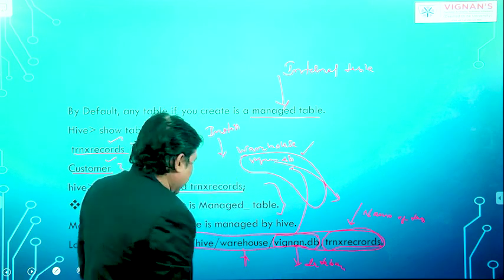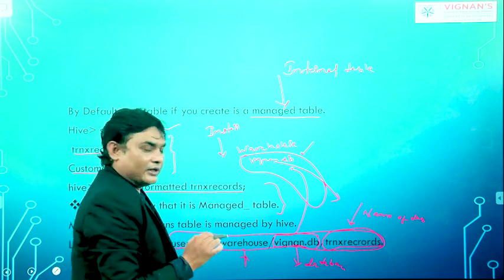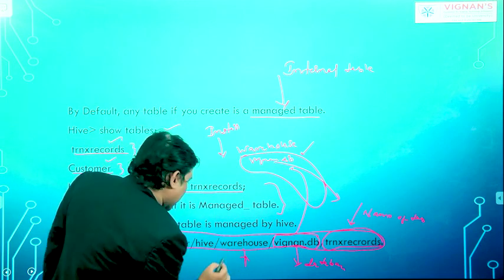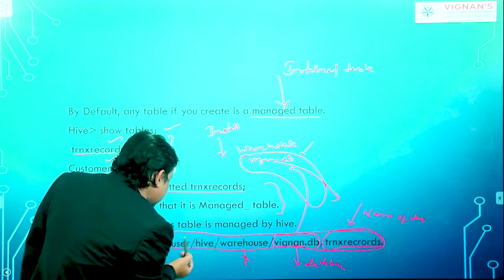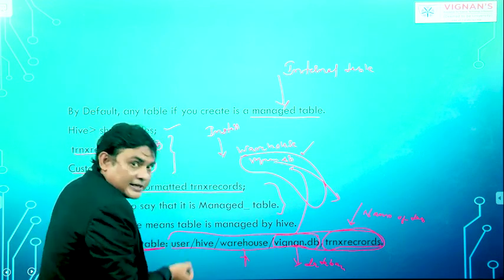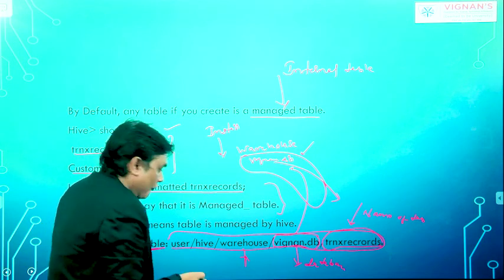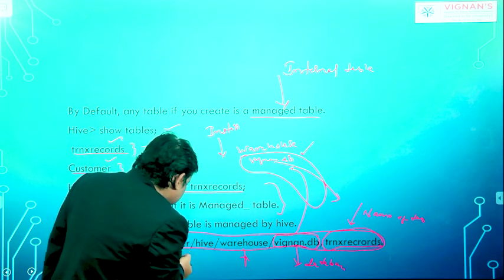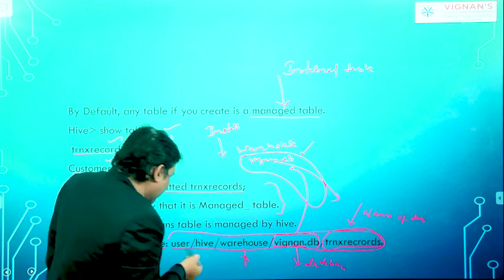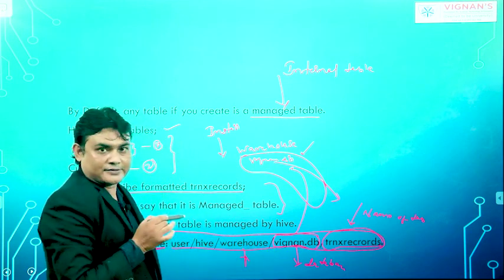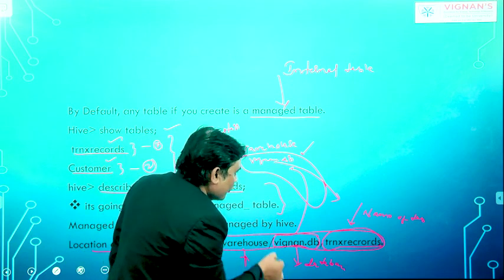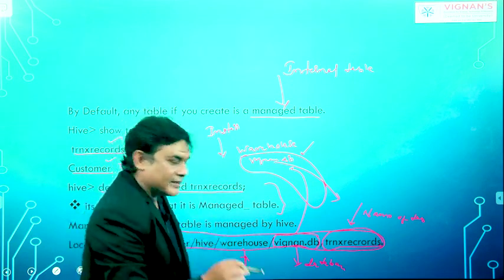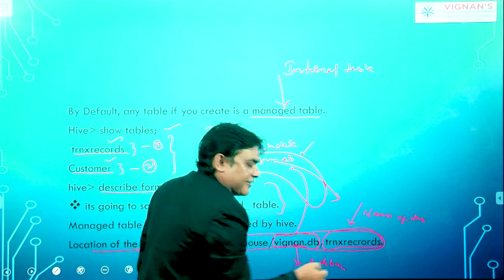And automatically Hive created a directory. What directory has it created? The warehouse directory is created. And what is the location of this warehouse? It is inside user/hive/warehouse. So this is the default location of the warehouse. Inside the warehouse you can find the database, inside the database you can find the table.